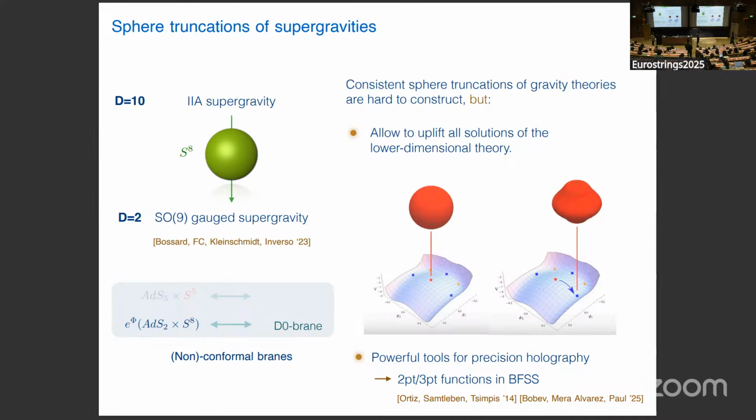At the center of the moduli space, you have a solution which is not an AdS point but a domain wall, so AdS with a non-constant dilaton. If you uplift it, it's the same story. You get the near horizon geometry of the D0 brane, this warped AdS2 times S8. People used the lower dimensional theory to compute certain two-point and three-point functions and match certain correlators in the BFSS matrix model, which is the dual.